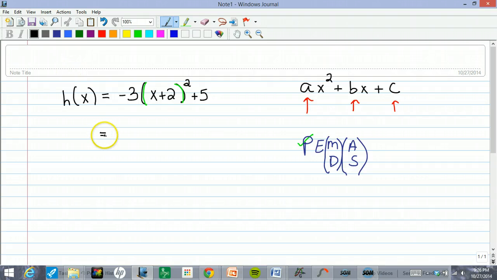So we can do that. A brief reminder, I'll just do this out quickly. The first term squared is x squared, twice the product of the terms, so 2 times x times 2. So x times 2 is 2, 2 times 2x is 4x. And then square this last term. 2 squared is 4. We don't need any more exponents because we took care of it, and so plus 5.